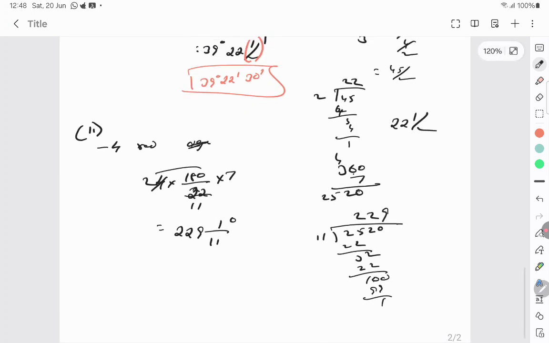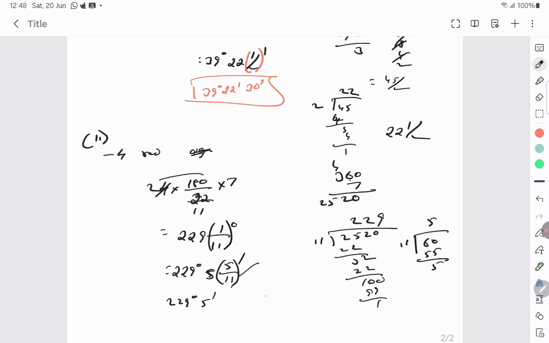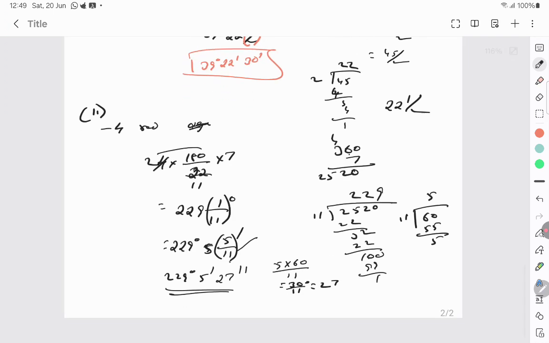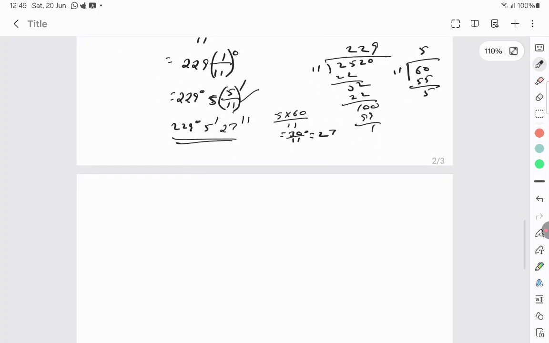And you can't have this 1 by 11 degree, you have to convert it into minutes, which means into 60. 1 into 60 by 11: 11 5s are 55. The balance is 5 by 11 minutes. You can't have 5 by 11, so this 5 by 11 has to be converted into seconds. So 229 degree, 5 minutes, and 5 into 60 by 11 makes it 300 by 11, approximately 27 seconds. Okay, so you have to keep converting the fractions into minutes and seconds and so on.